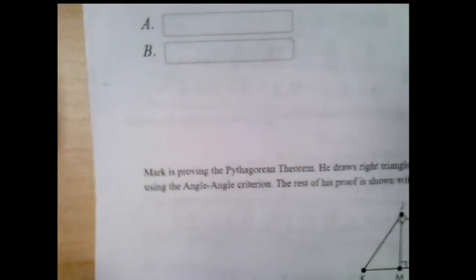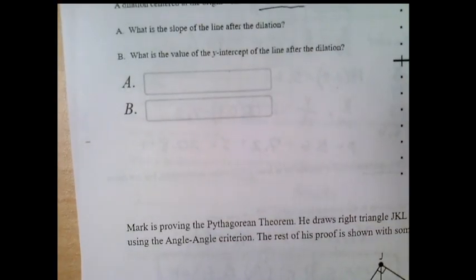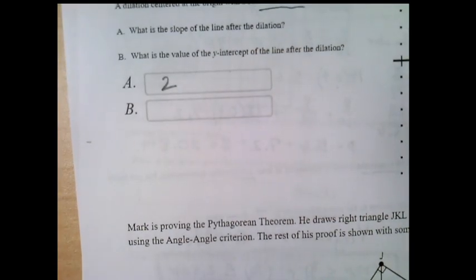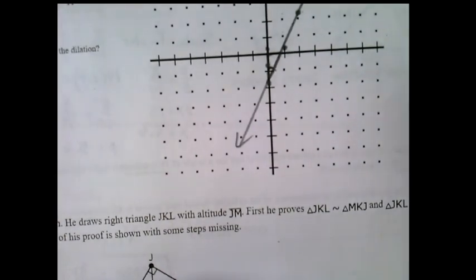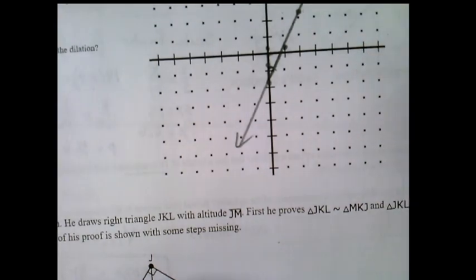So here's what I'm going to say. What is the slope of the line after the dilation? It's still going to be 2. Okay, that angle won't change with that triangle that I just formed, that line right there. That angle will not change no matter how big or small that line gets, okay, from that point.